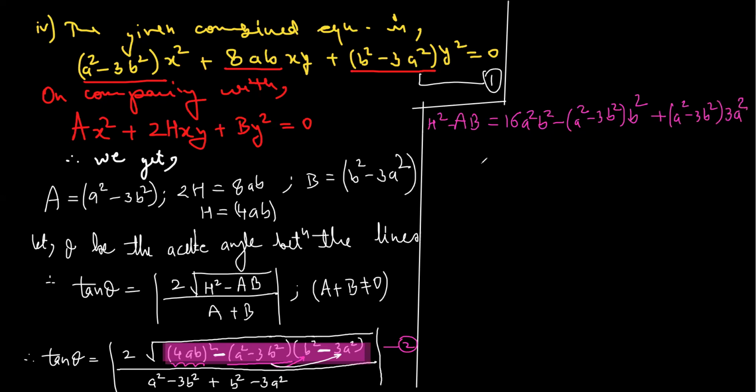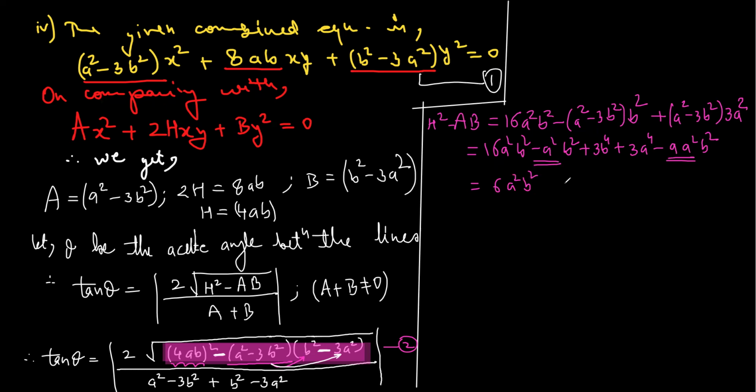So you get here 16a square b square minus a square b square plus 3b raised to 4 plus 3a raised to 4 minus 9a square b square. So see, we got 16, that is 6 a square b square, because this is minus 1 a square b square, this is minus 9.